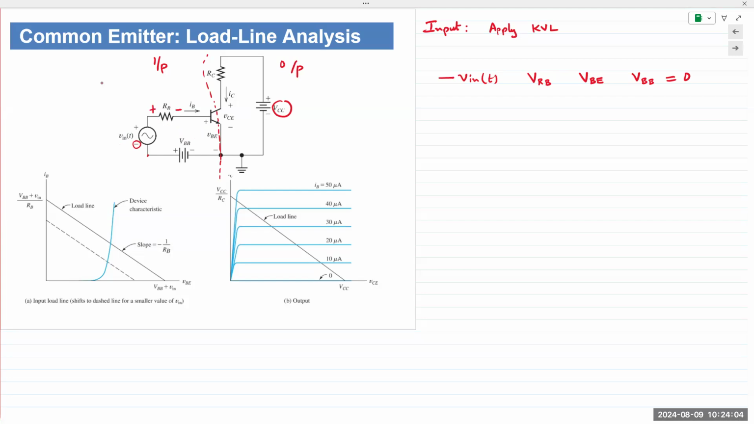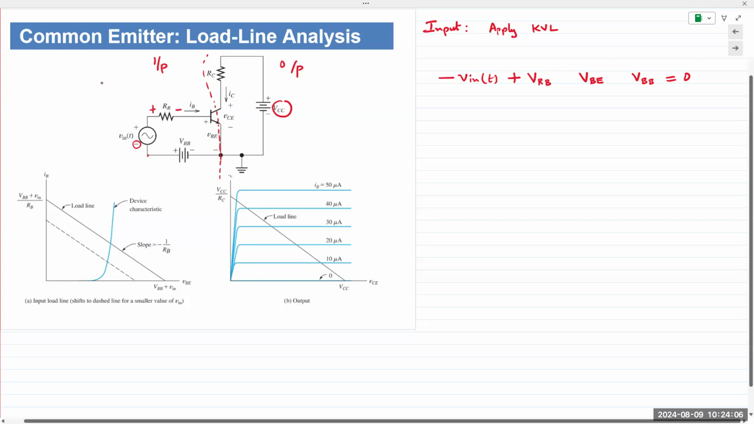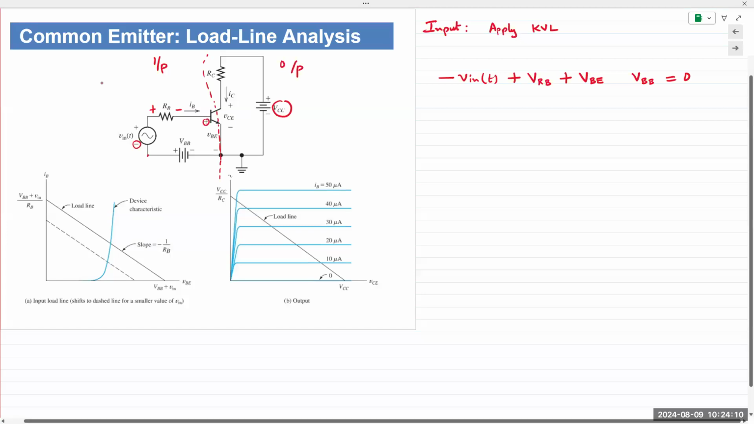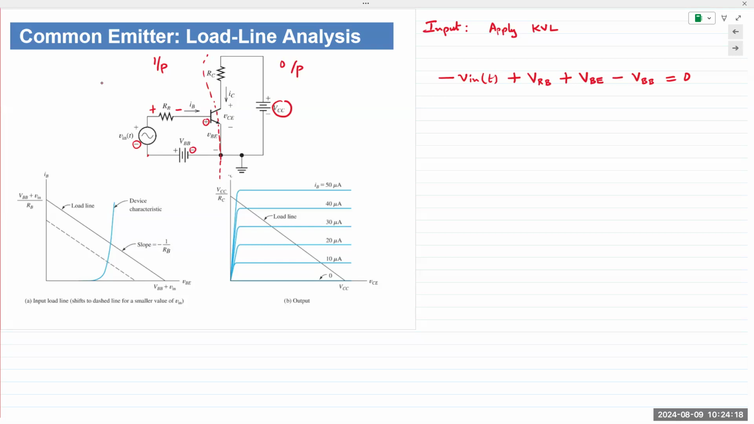And because the current's going from left to right, I would have plus VRB plus VBE minus VBB equals 0. Simple standard KVL. Okay. Minus Vin minus VBB plus VRB plus VBE equals 0.